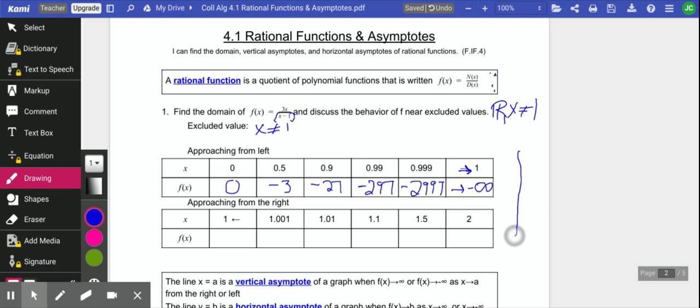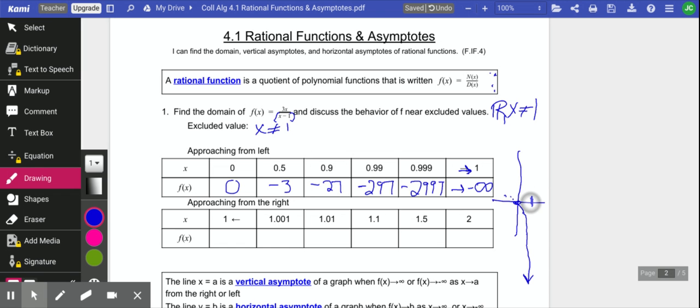So what that means for the graph is I know I can't plug in 1, but as I'm plugging in things like 0, I got 0. As I plugged in 0.5, I got negative 3. And then I plugged in 0.9, I got negative 27. And these just keep getting more and more negative. Now, I don't know what's happening over here. I don't really care right now.